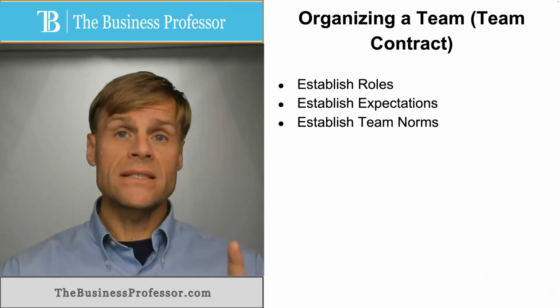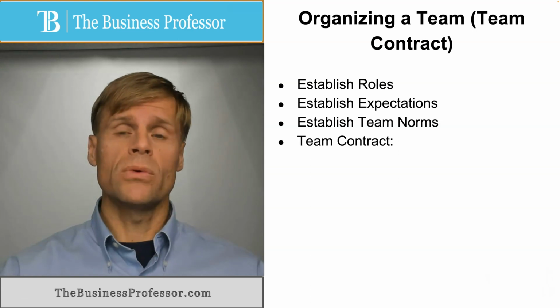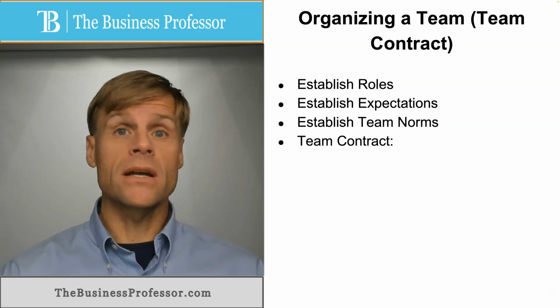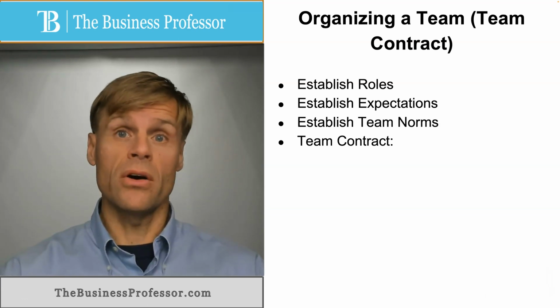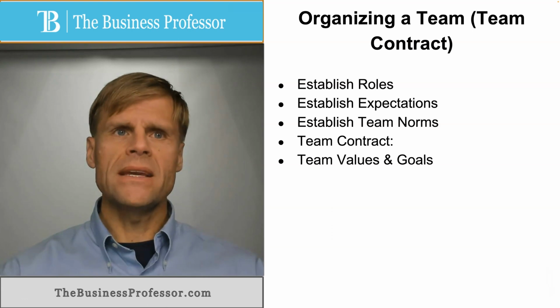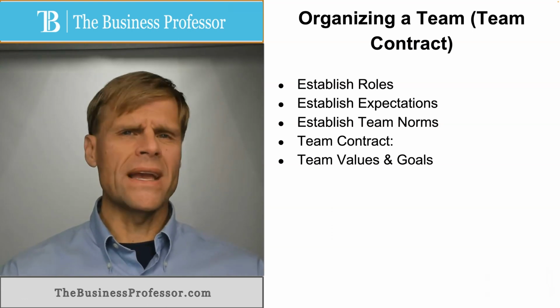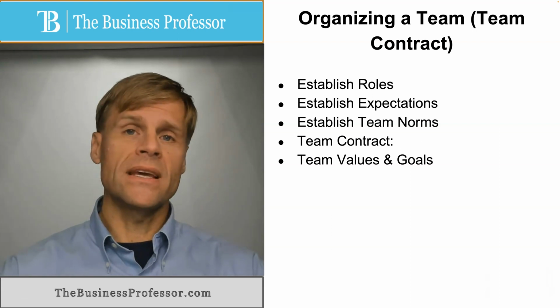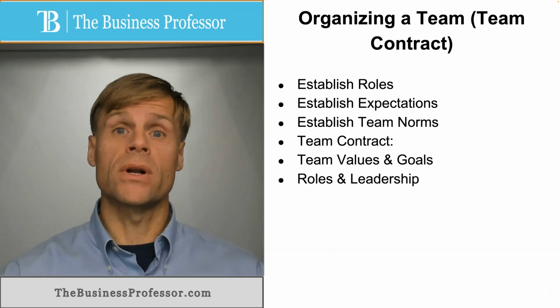To do this, teams oftentimes implement something known as a team contract. Well, this simply tries to memorialize the common understandings about the roles, expectations, and norms of the members of the team. It generally begins by identifying team values and goals. That is, the overall expectations of the team. What are the things that matter most, and what are they trying to accomplish?